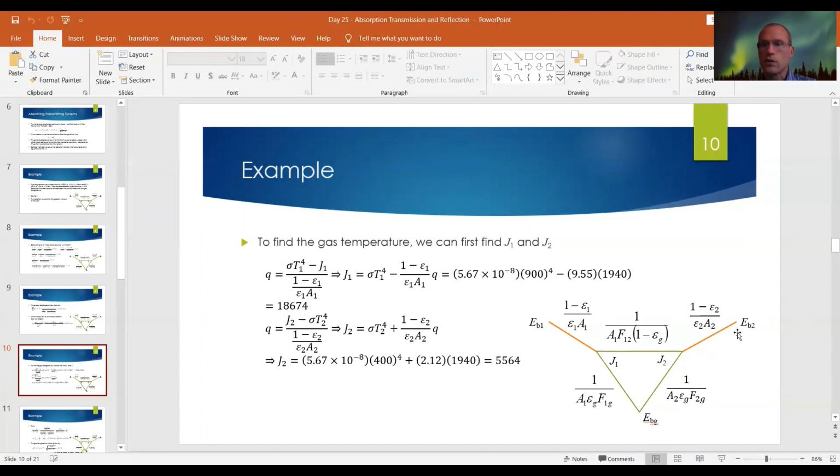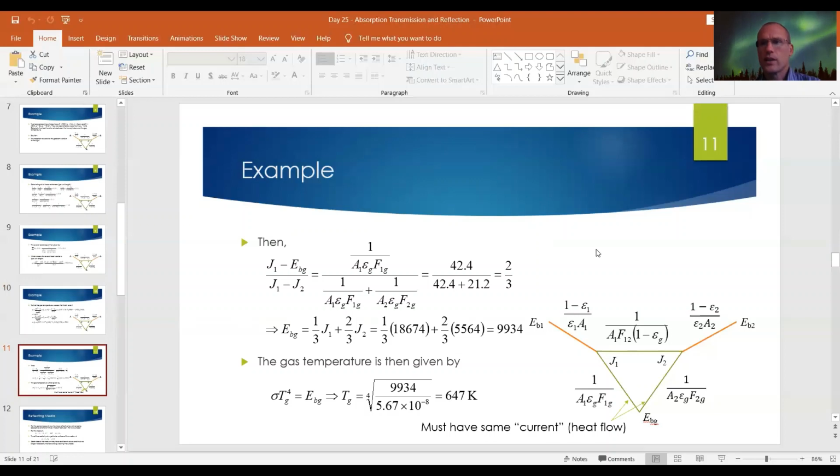Do the same thing for this line, this orange line over here, to find J2. I know the total heat, Q, which again is 1940, is J2 minus sigma T2 to the 4th. Solve that for J2. So sigma T2 to the fourth plus this resistance times Q. So 5.67 times 400 to the fourth power, plus the resistance over here was 2.12, and the heat transfer was 1940. That gives me 5,564 watts per meter.